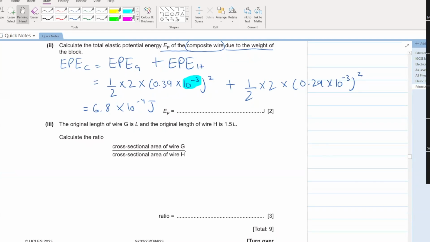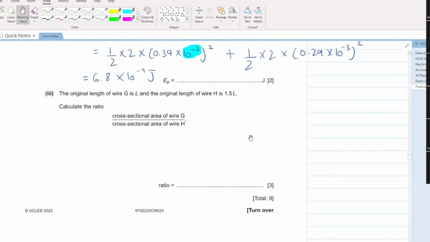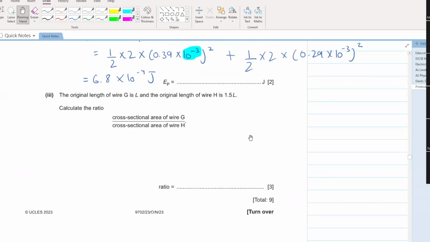बेटा ये समझ आ गई। चलो आगे बढ़ते हैं, let's move ahead. Now what do we have to calculate next? अब नेक्स्ट क्या निकालना है? We have to calculate the ratio of the cross sectional area of wire G divided by the cross sectional area of wire H. Okay, cross sectional area of wire G divided by the cross sectional area of wire H हमने calculate करना है.